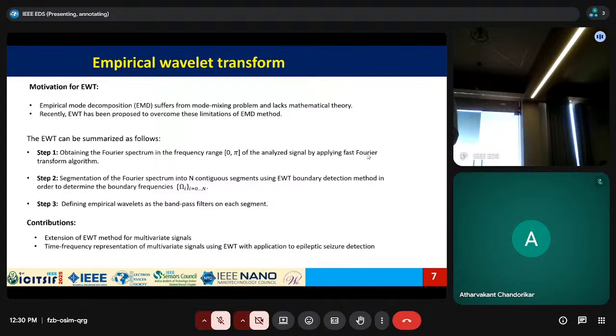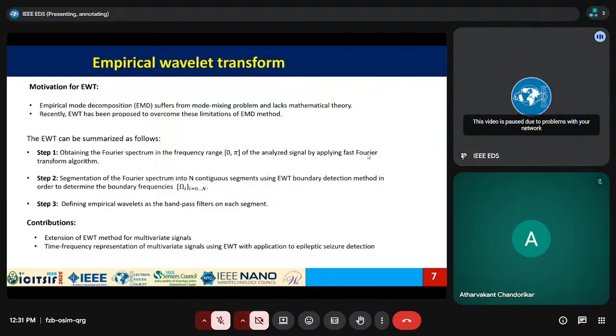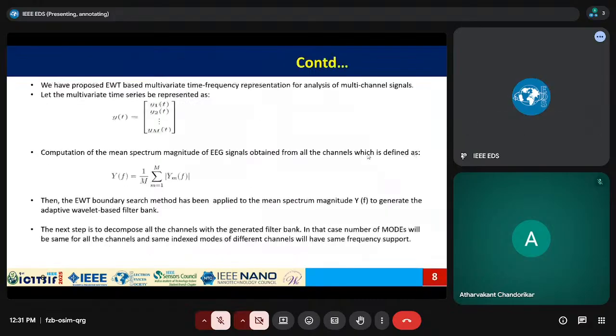So our contributions include an extension of this empirical wavelet transform method for multivariate signals, and we have suggested a time frequency representation of multivariate signals using the EWT, with application to epileptic seizure detection. Now you have, for example, multi-channel data, and if you apply the empirical wavelet transform individually, then each channel will have a different Fourier spectrum. As a result, it will have different boundaries, and so a different number of IMF components. So this mode alignment property is not present.